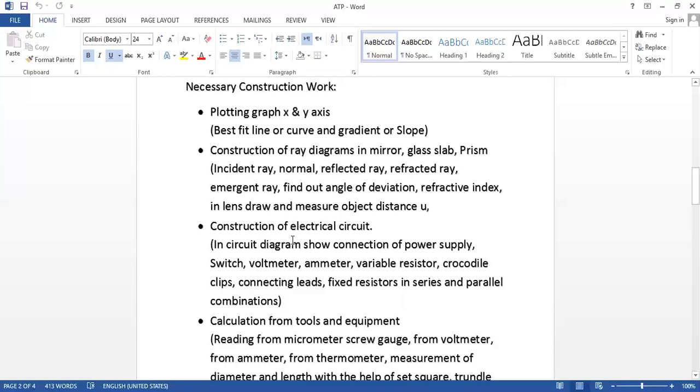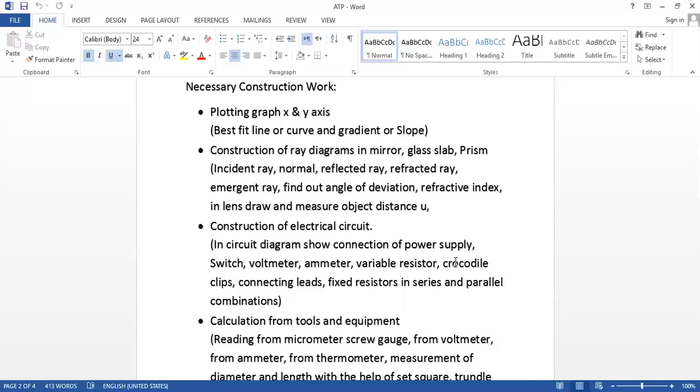So in next construction work is about circuit diagram. You will draw switch, voltmeter, ammeter, variable resistor, and you must know crocodile clips. Crocodile clips is basically used to attach the contact. When you join these crocodile clips, you can make a connection, and you can remove these crocodile clips, so the connection will be disconnected.